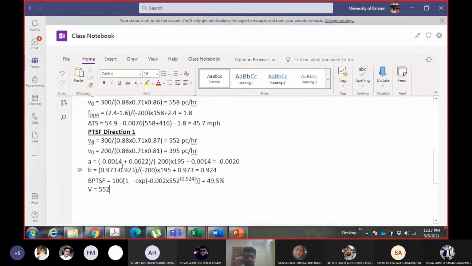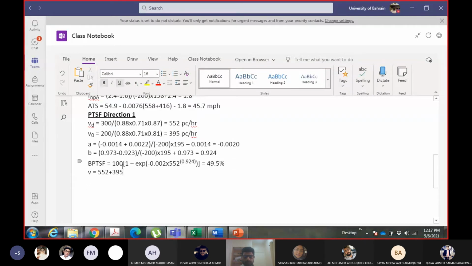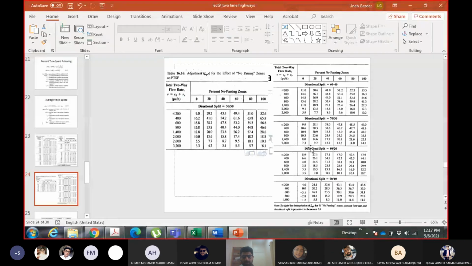Total flow, okay, not total volume, total flow. How much? 947.9 passenger cars per hour. Okay, now come to this table. 947 is between these two values, 800 and 1400. Okay, and so I have to do interpolation between 33.4 and 22.1.